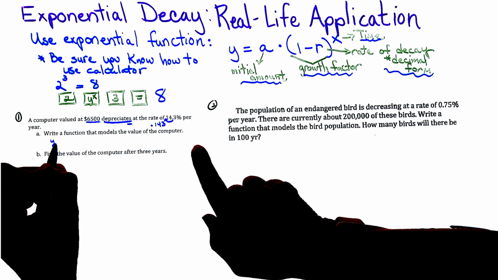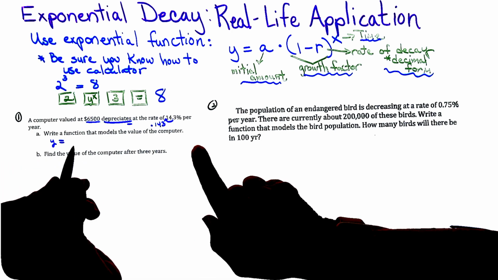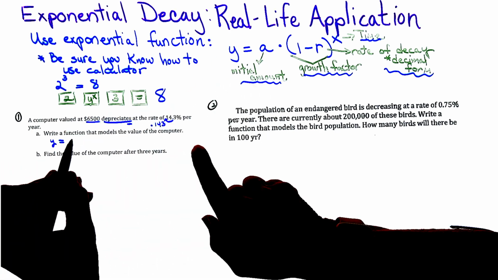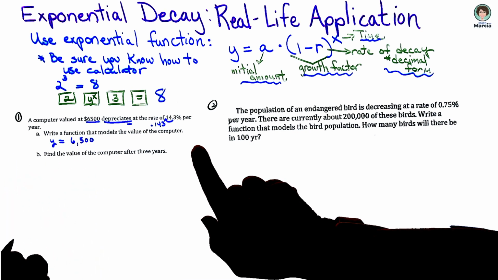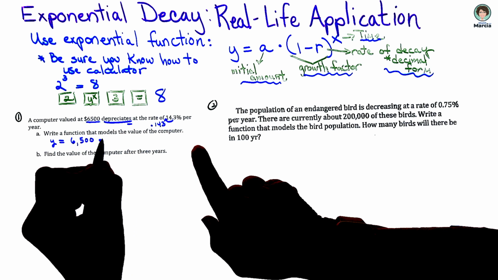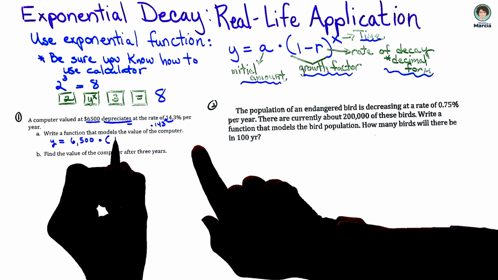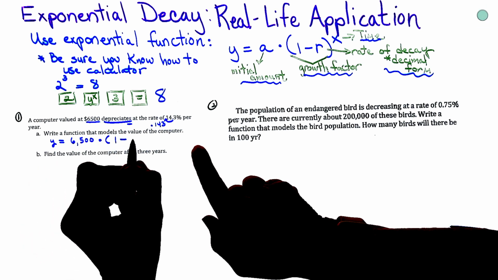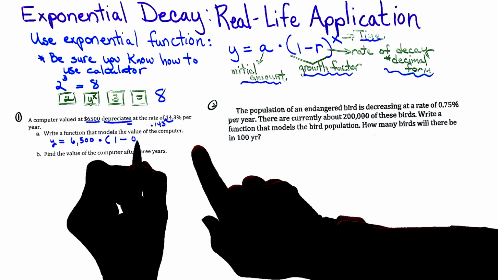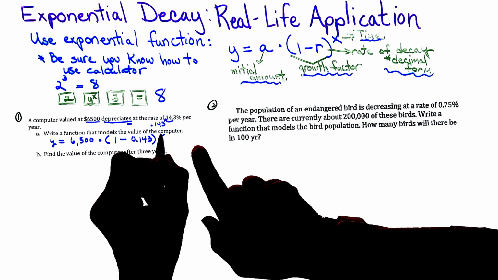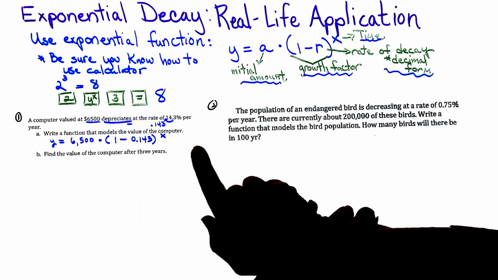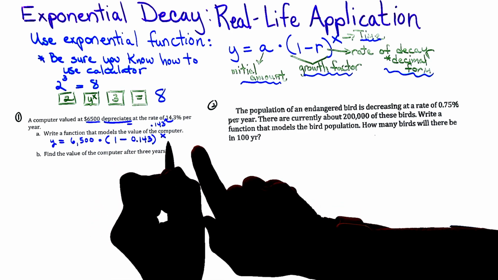Okay, so now let's go ahead and let's write the function. It would be y is equal to, remember, our initial amount is $6,500. We don't need to put our dollar sign. We're going to multiply that times 1 minus 0.143, and we're going to take that to the number of years that we have it.